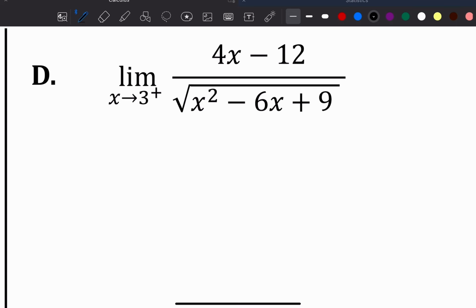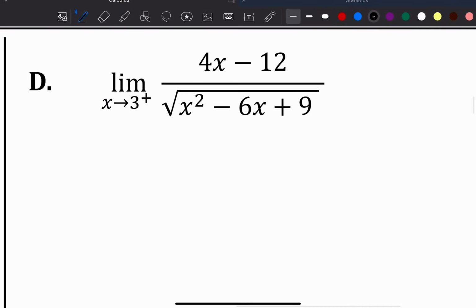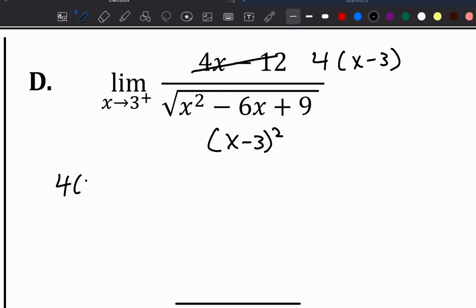Part D, we're going to do something similar. So we first need to factor or take out the GCF or something to see what can cancel out. On the bottom here, x squared minus 6x plus 9 is the same as writing x minus 3 squared. And then on the top, I can factor out a GCF of 4, and I'm left with 4 times x minus 3.